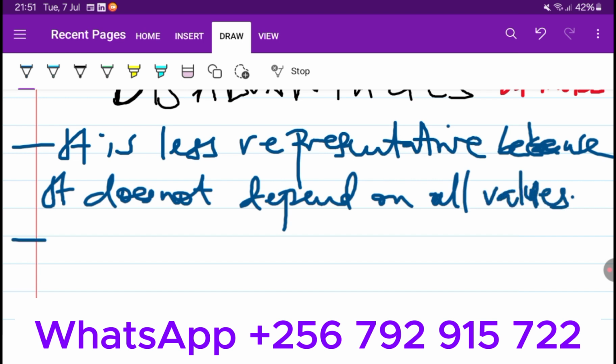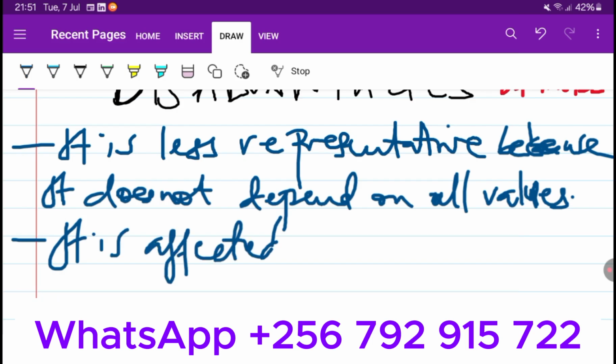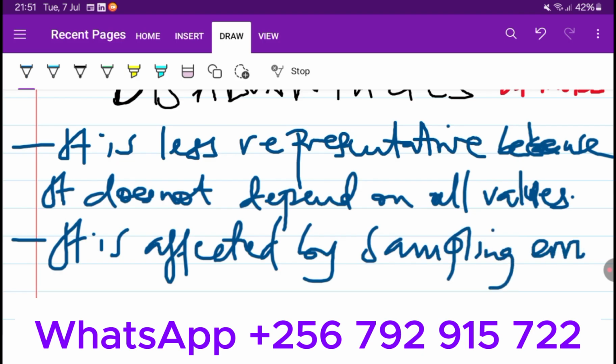The other, it is affected by sampling fluctuations or sampling errors. It is affected by sampling errors, or what you call fluctuations.